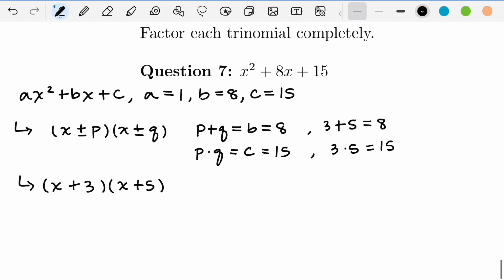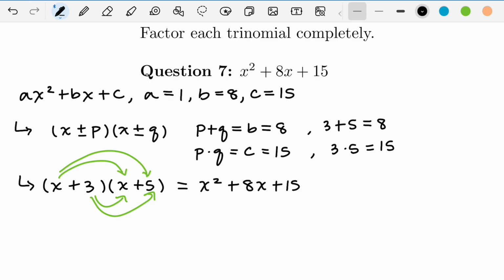And what we can do when we are factoring these guys is we can always check them by using our FOIL method here. When we FOIL these guys, we should end up with our original polynomial that we were working with. And when we do this, we'll see that that is the case. We're going to get x squared plus 8x plus 15. So that tells us that this is our factored form of our original trinomial.